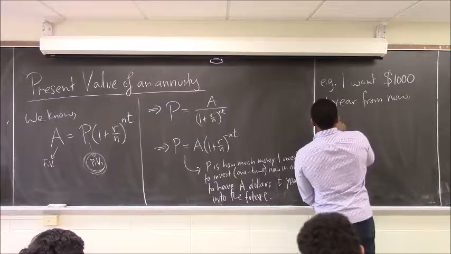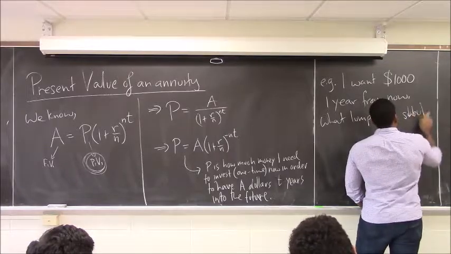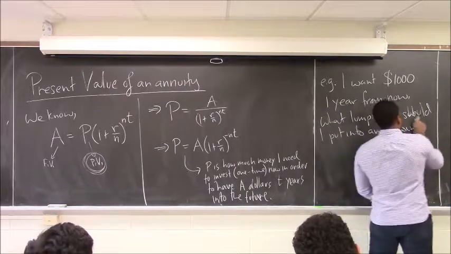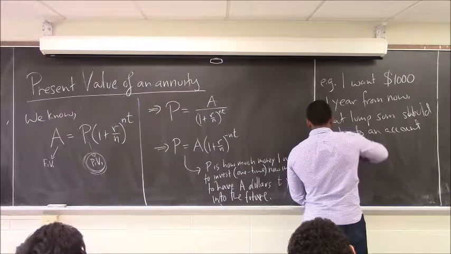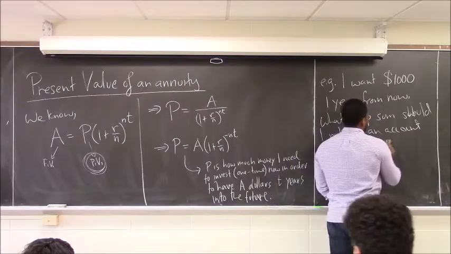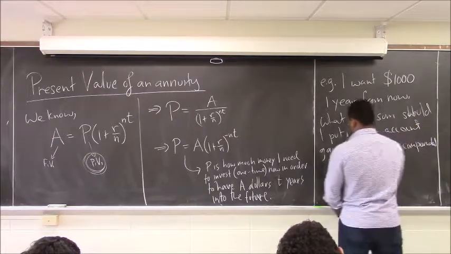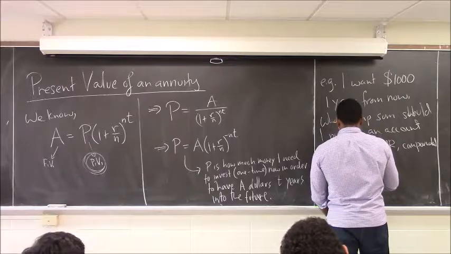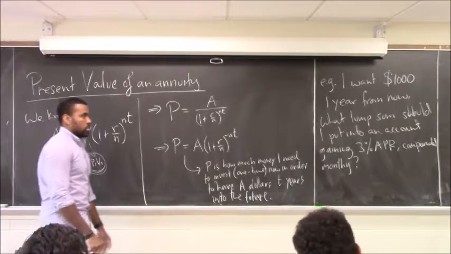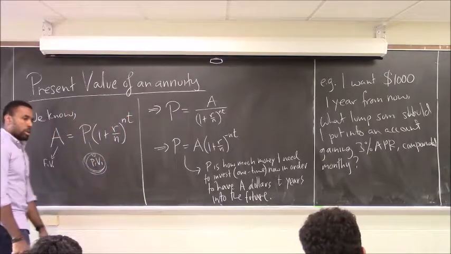Okay. What lump sum should I put into an account gaining, let's say, 3% APR compounded monthly? So if I want to make sure that at the end of 1 year I have $1,000, what do I need to put up now, right? If I'm thinking of making one payment.